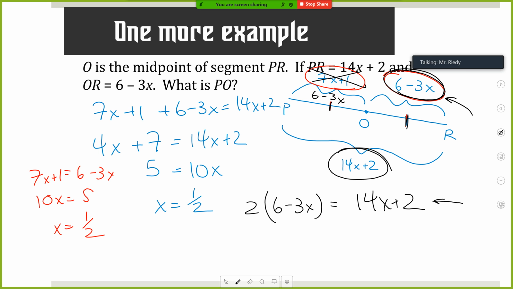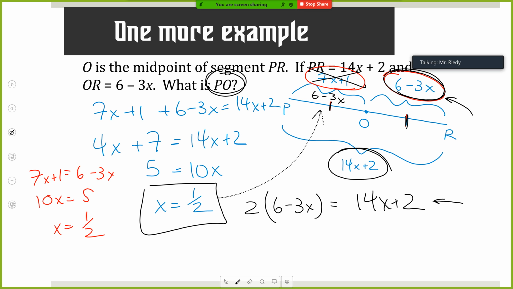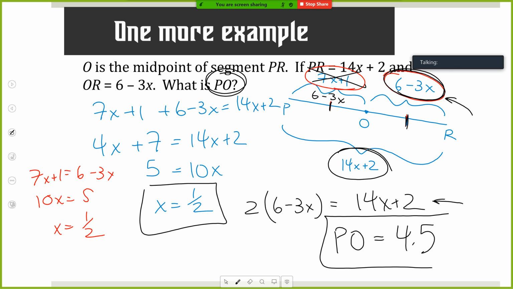Any one of those methods is a valid way to solve the problem. Now, it's not solving the problem because I want to know what PO is. So you take any one of these x equals answers and plug it into either the 7x plus 1 or the 6 minus 3x to find the answer. The answer here would be, let's see, half in there is 1.5, is 4.5. PO is equal to 4.5. Okay. Questions on any of those methods? We're good? Excellent. Let's move on.